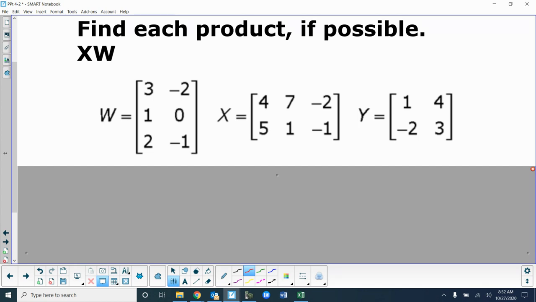What's the dimensions of W again? 3 by 2, right? What's X? 2 by 3. Now this time we're looking at 2 by 3 first, right? X, W, did they match up? What's the size of my answer? 2 by 2, right? Because X is over here, these have to match, and then the size of the answer is that. All right, go ahead and do it. See how you do.